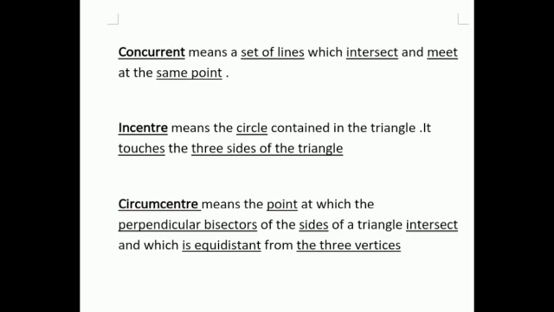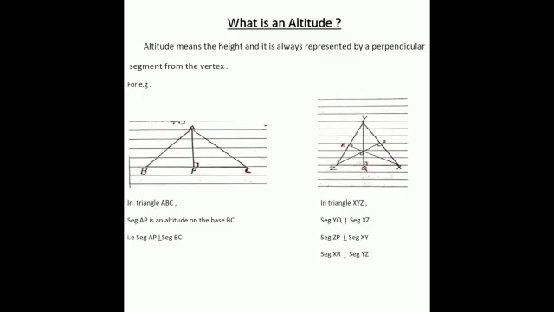Now, what is an altitude? Altitude means the height and it is always represented by a perpendicular segment from the vertex. Now children, just look at those two figures. For example, in triangle ABC, segment AP is an altitude on the base BC. That is, segment AP is perpendicular to segment BC.